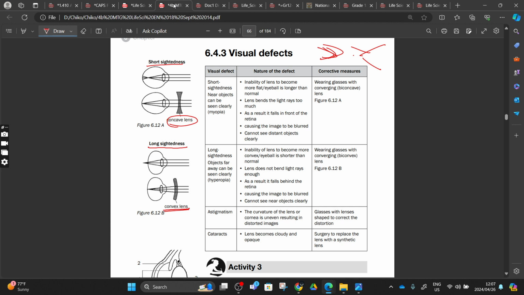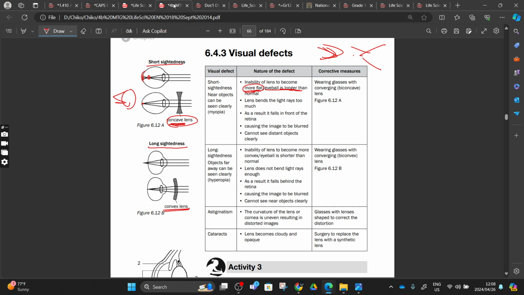But the nature of the defect is when your eyeball is too big. As you can see here, the eyeball is too big and the image is falling in front of the retina, giving our yellow spot less light, right? So we want to pinpoint it like this, and we can fix this by wearing a concave lens. Or you might find that your lens cannot become flatter. Why are we saying it cannot become flatter? Because we need it to come down so that it will be more convex and bend more light.